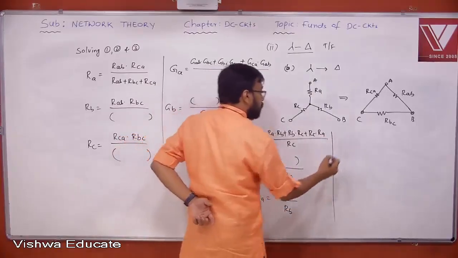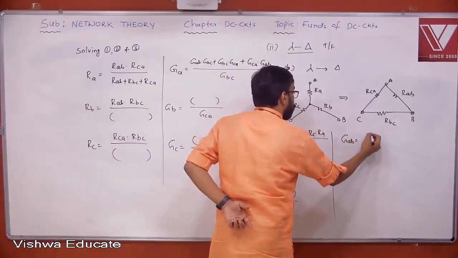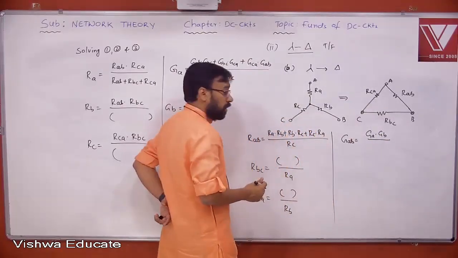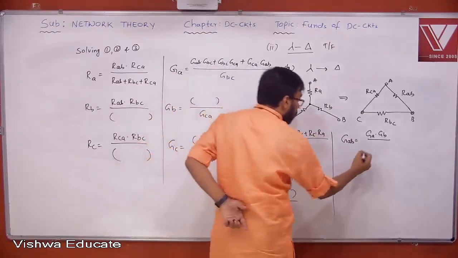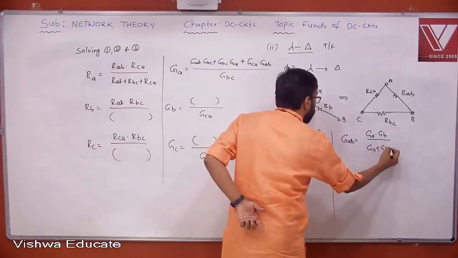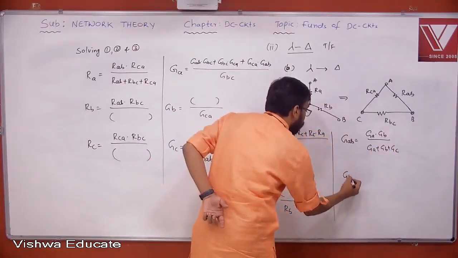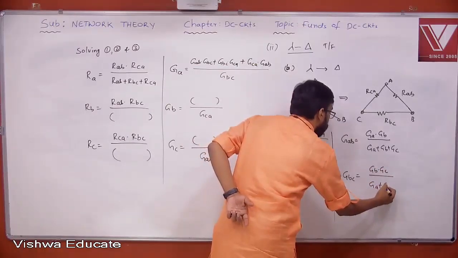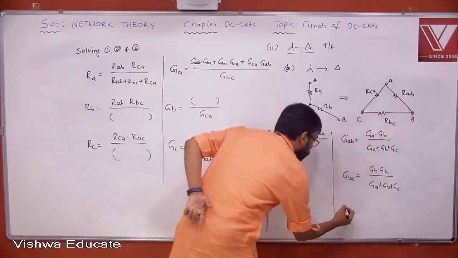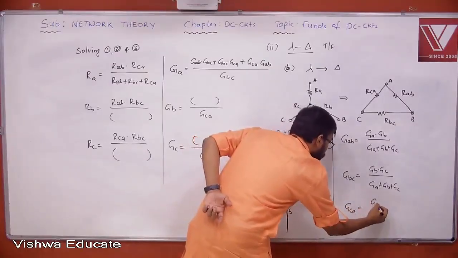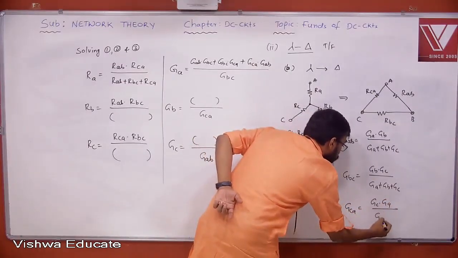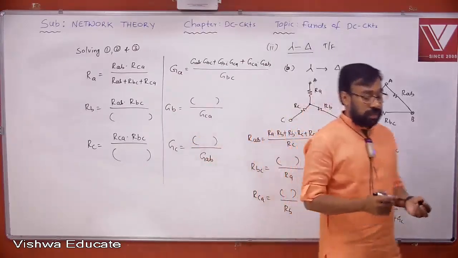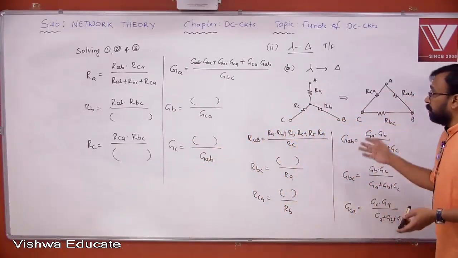Similarly for conductances, GAB can be written as GA into GB by GA plus GB plus GC. I think all of you understand how I am getting this, right? Reciprocal of each and everything I am taking here. GBC is GB into GC by GA plus GB plus GC. GCA is equal to GC into GA by GA plus GB plus GC. Like this you can note down. These are the formulas you have to remember.